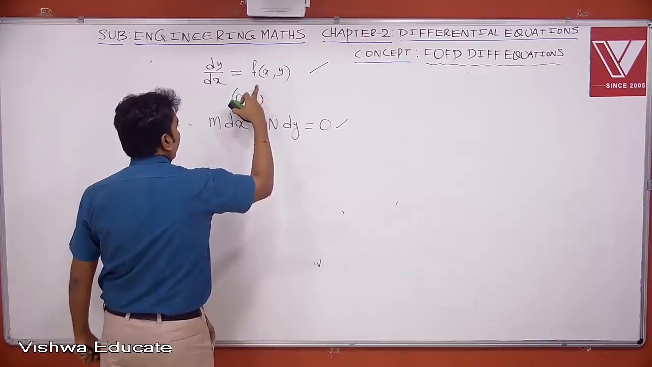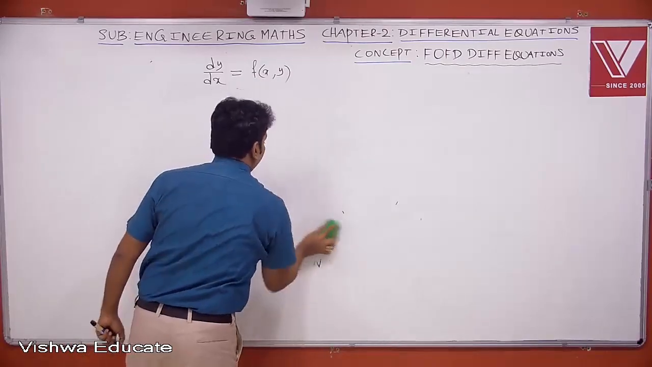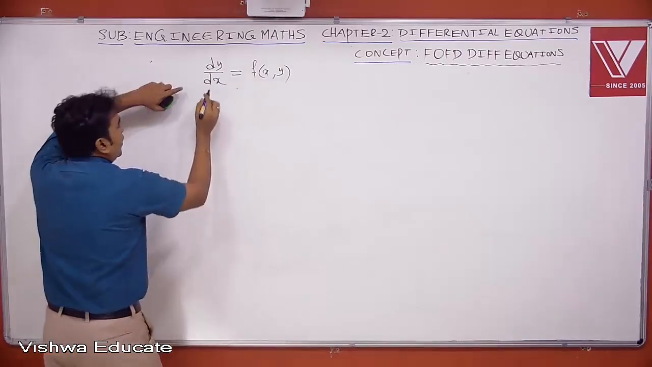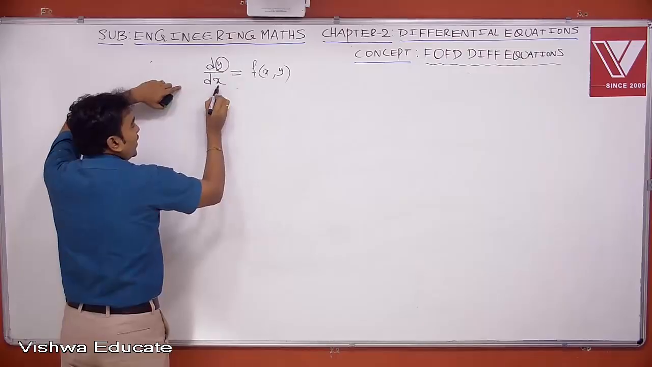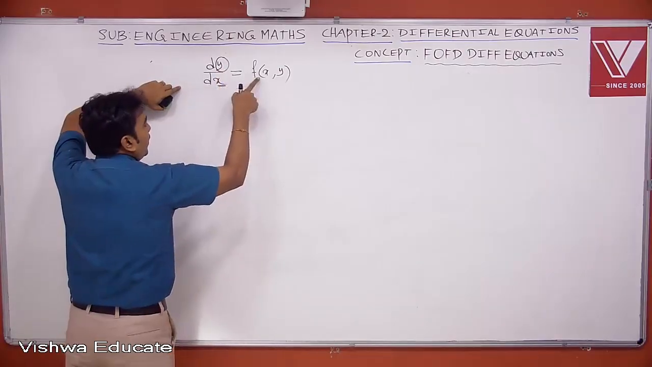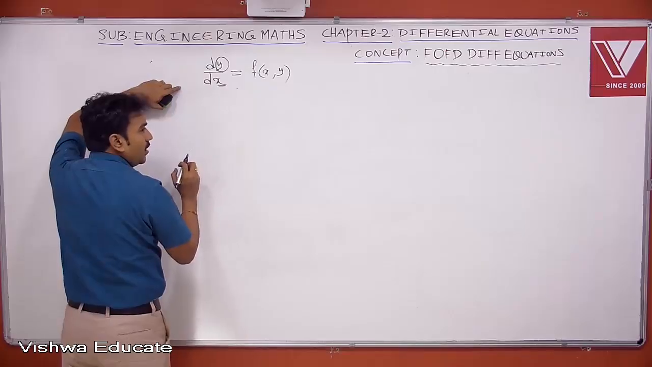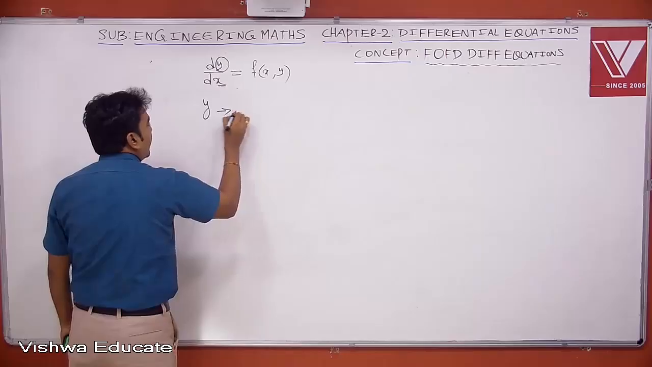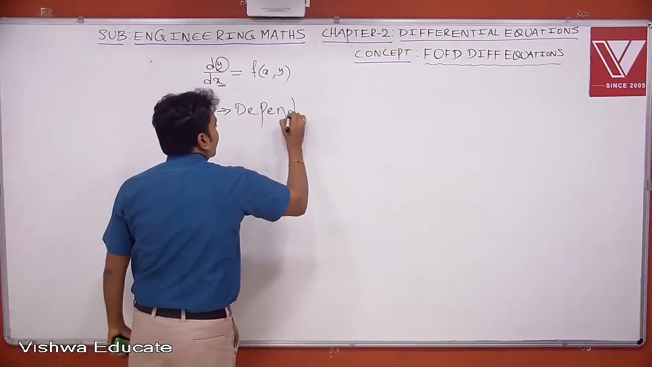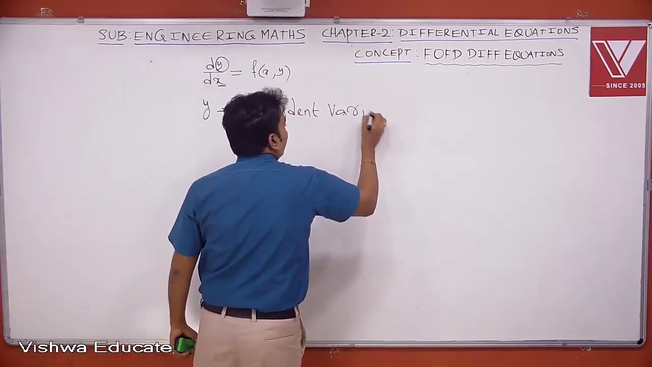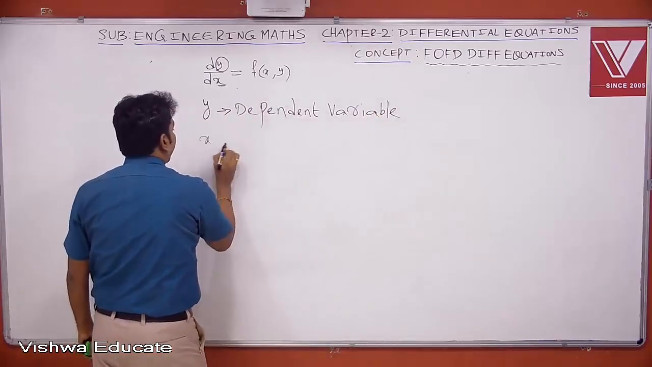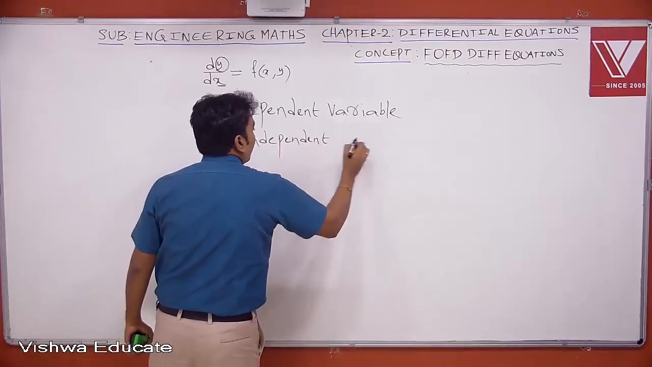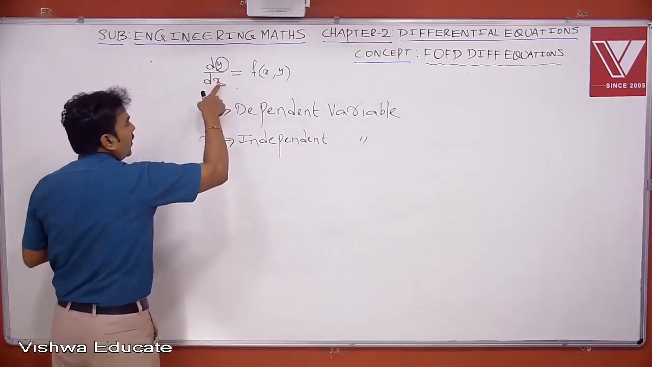Now let us concentrate on an equation like this, dy by dx equal to f of x comma y. We have a single task in first order first degree differential equations, that is nothing but finding the value of y in terms of x. When we discuss dy by dx equal to f of x comma y, we are finding the change in y with respect to x. That means y is called a dependent variable, and x is called an independent variable. So in this case, we need to find the y value in terms of x.